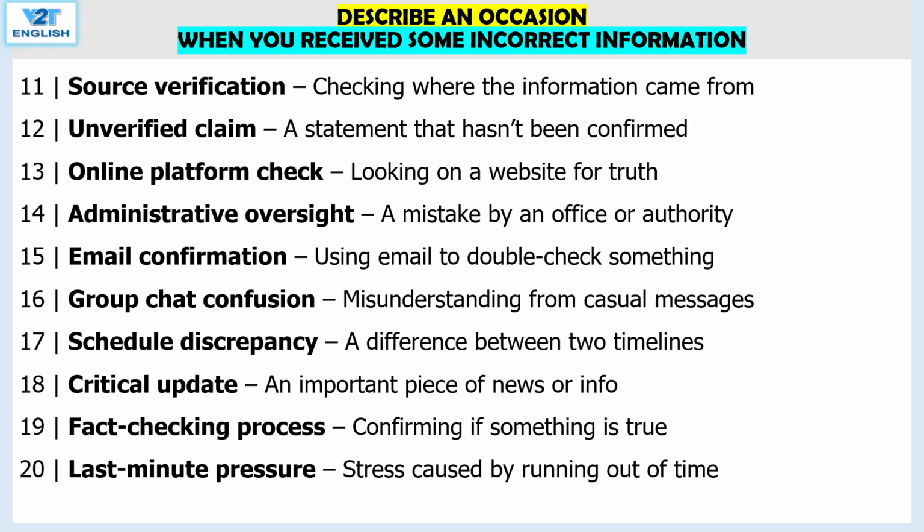11. Source verification, checking where the information came from. 12. Unverified claim, a statement that hasn't been confirmed. 13. Online platform check, looking on a website for truth. 14. Administrative oversight, a mistake by an office or authority. 15. Email confirmation, using email to double-check something.